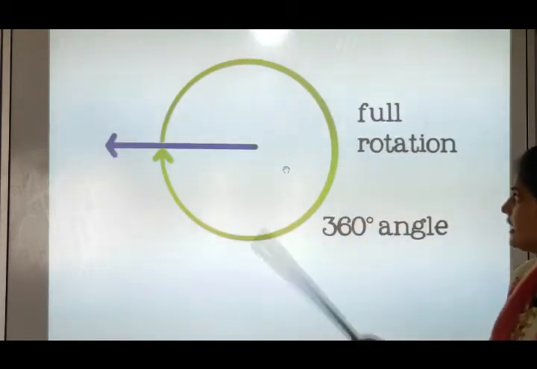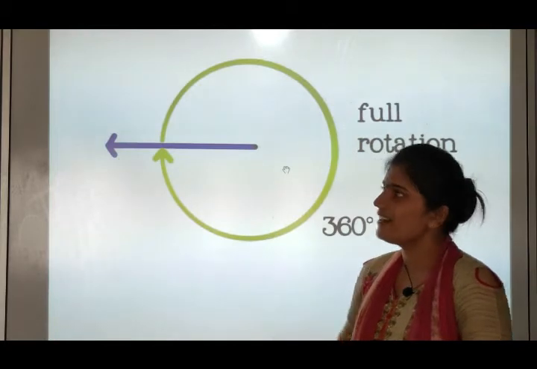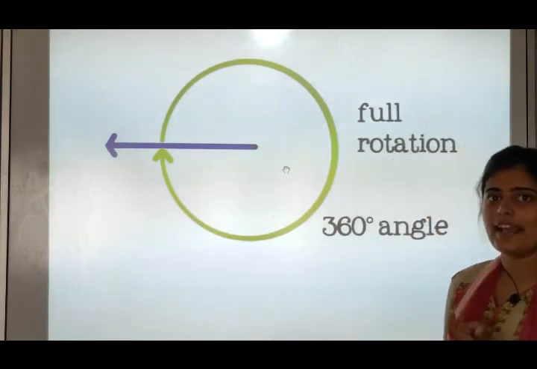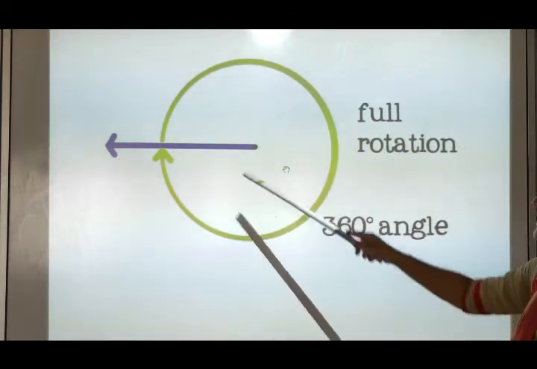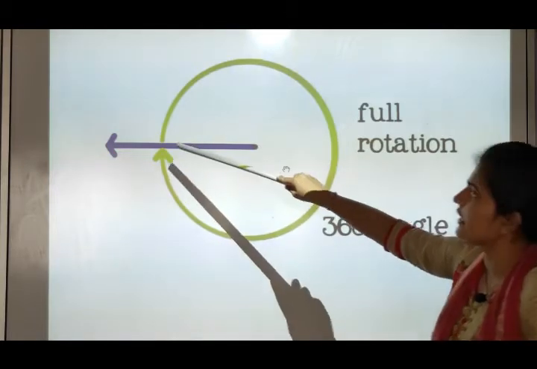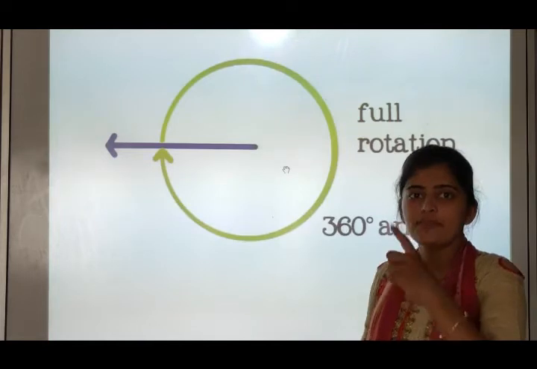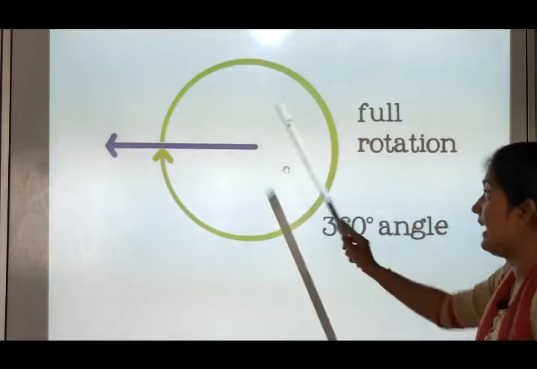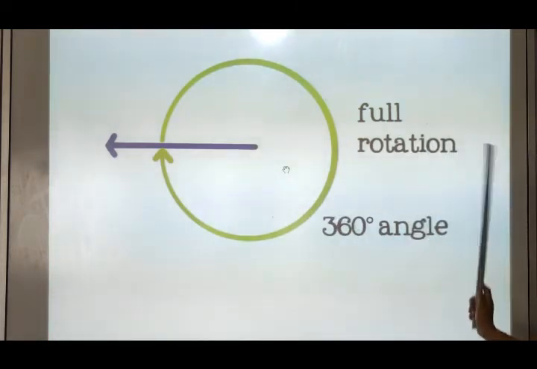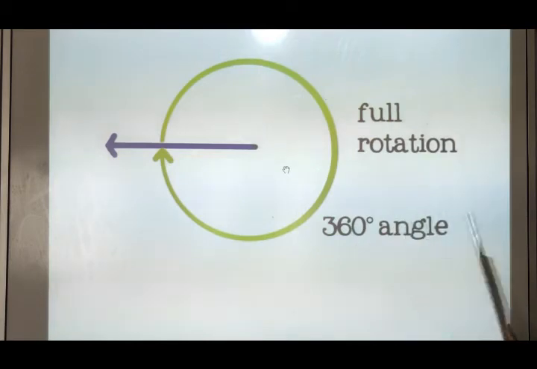Now here you can see it is looking like a ray. Then this is a full rotation. Starting from here and making a full rotation, means a full circle you are making, that angle is called a full rotation or 360 degree angle.